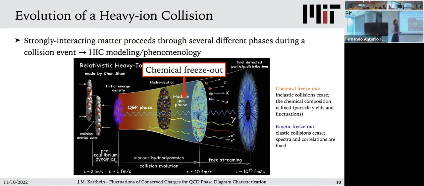And for the kinetic freeze-out, that's when particles are so sparse that they can no longer collide elastically. They don't exchange any sort of energy, any sort of momentum. So this is when the different spectra correlations are fixed.